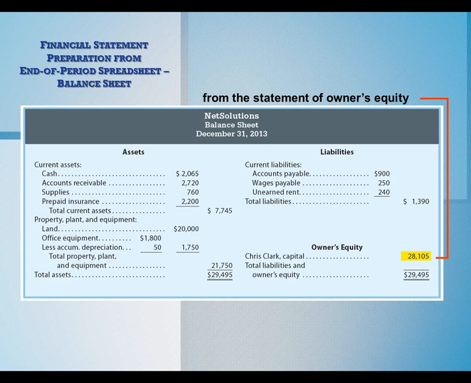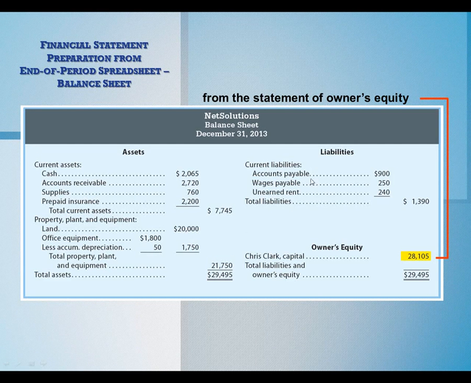Now those items do depreciate, and so we have to take off their depreciation. So you can see here the office equipment was worth $1,800, but it depreciated $50, so now it's worth $1,750. Land does not depreciate ever, and everything else will that is in this category.